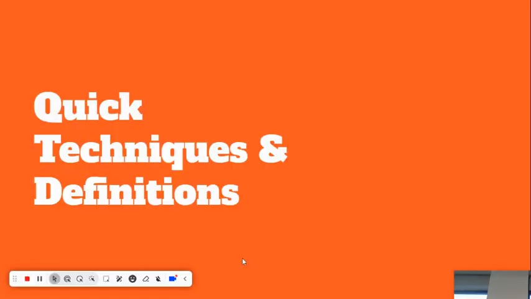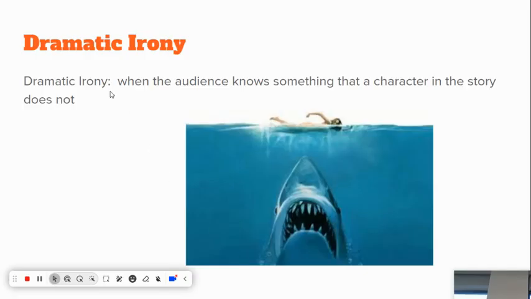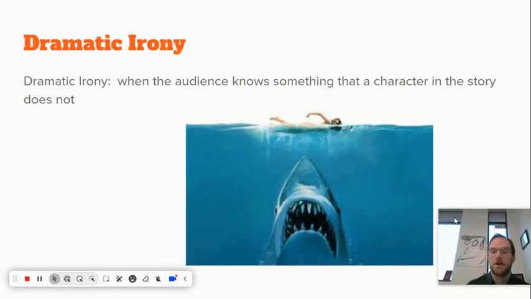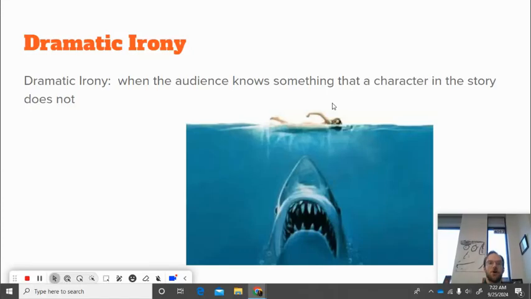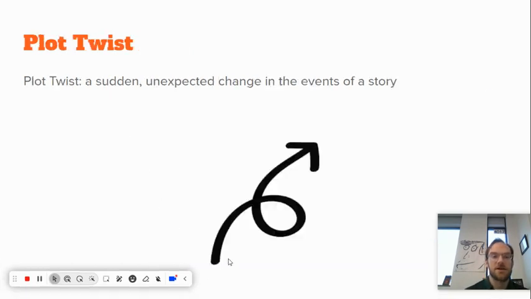So, some quick techniques and definitions. Dramatic irony is when the audience knows something that a character in the story does not. For example, in this picture, the lady swimming does not see the shark. We do, but she doesn't. That's how dramatic irony works. Also, if you've ever watched a horror movie where the white character is like, let's split up, and you know it's a bad idea. Dramatic irony.